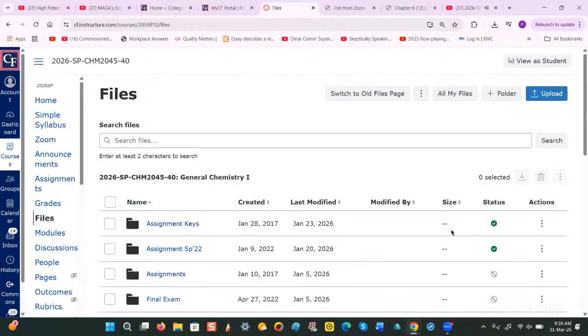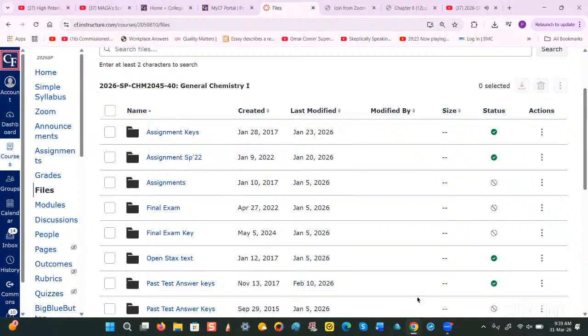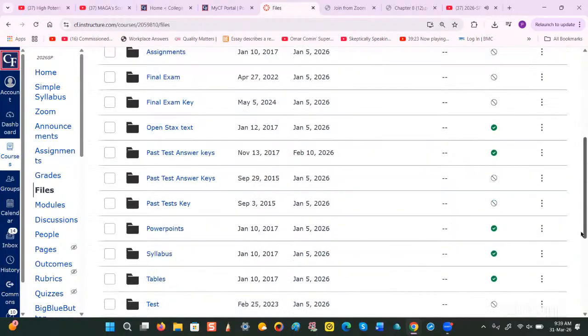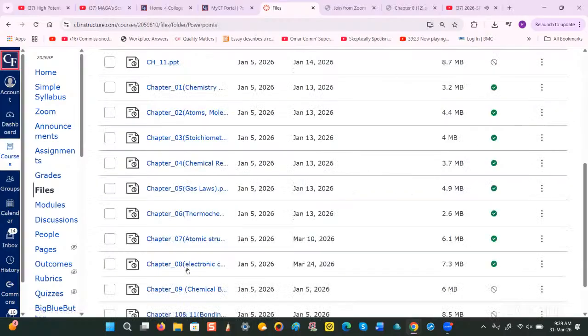When you look at the relative size of the atoms compared to the cations which are formed from those atoms, let me go to the PowerPoint. Chapter 8.